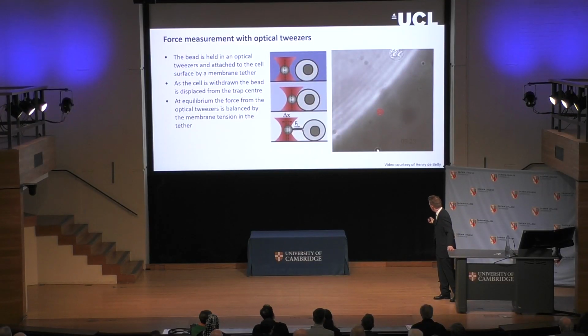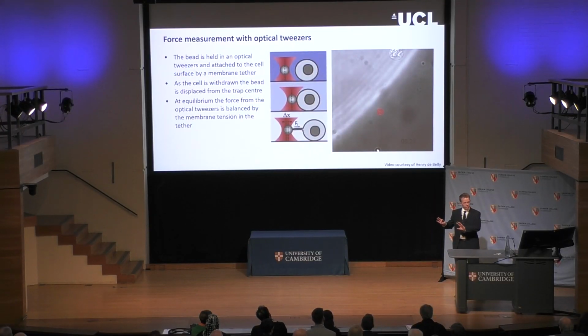So Henry did some fantastic work measuring the membrane tension in stem cells and how that undergoes a sudden transition and change in membrane tension that allows the stem cell to exit its pluripotent state and take on its final form.